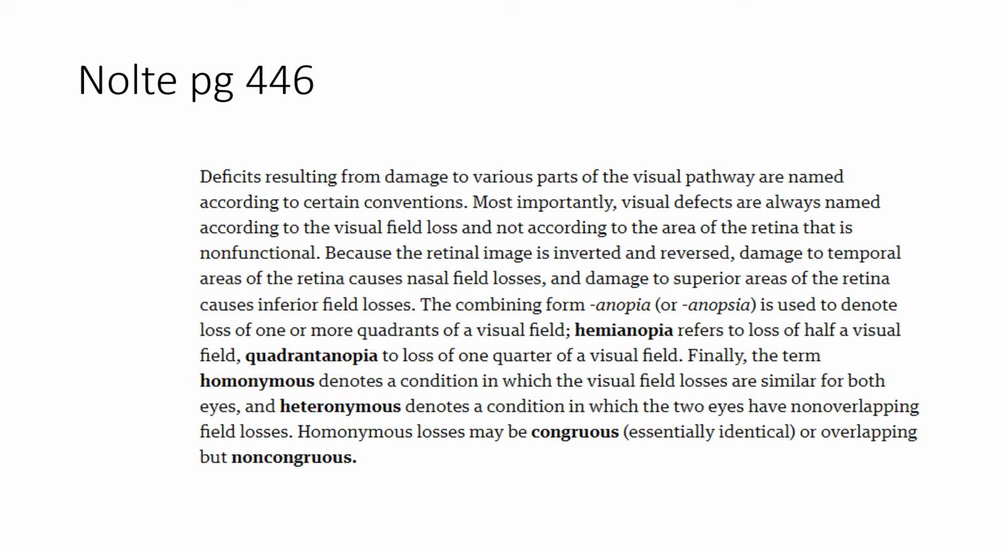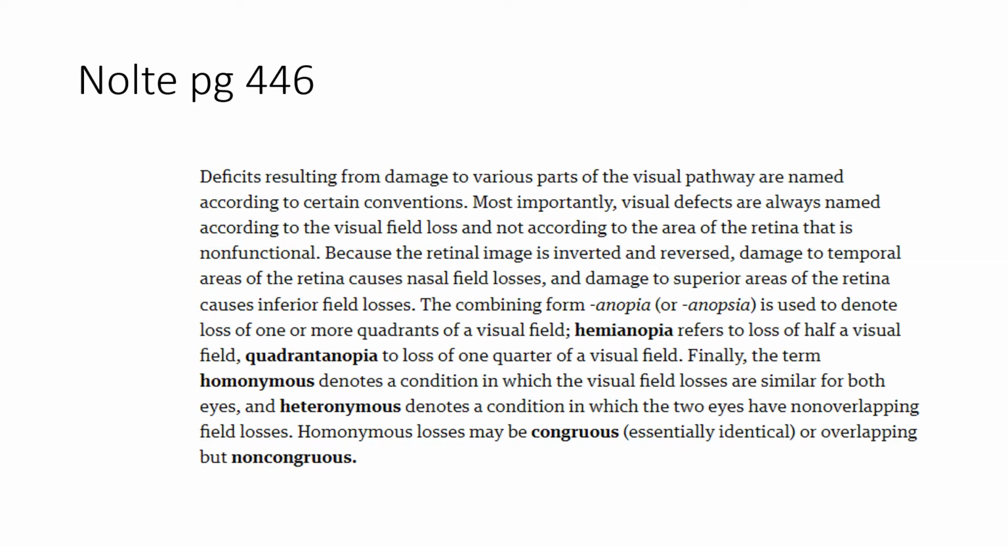So look at that word, op in the middle of it. That's telling us it has to do with vision or optic. And then an or a in front of a word tells us without. So hemianopia, remember hemi means half. So this is half of vision loss. Okay? So it refers to loss of half a visual field. Quad, note the quad part in there means 4, so quadrantanopia is loss of 1/4 of the visual field, or what we call pie in the sky.